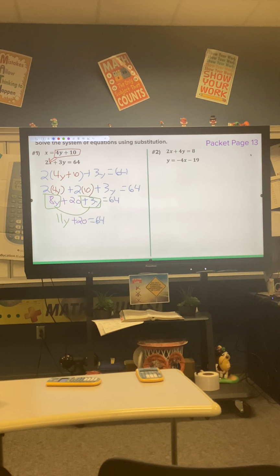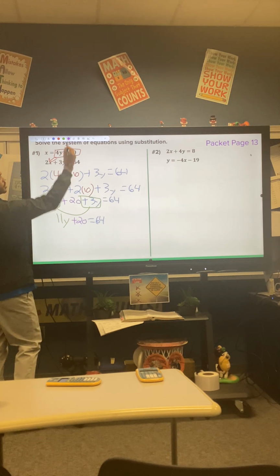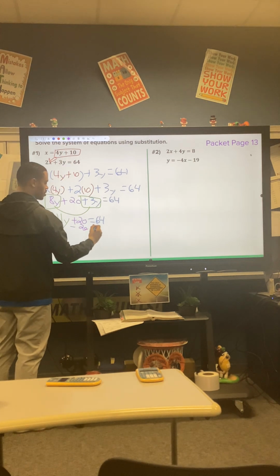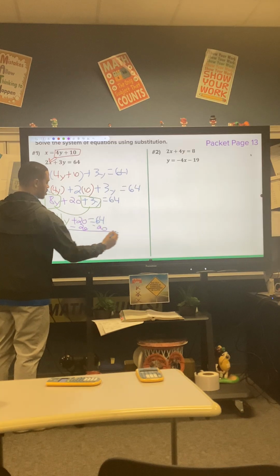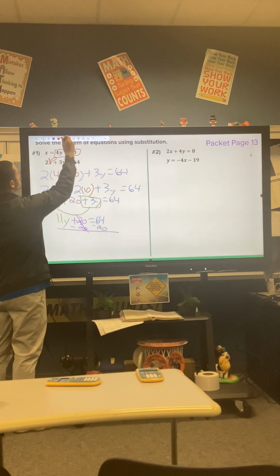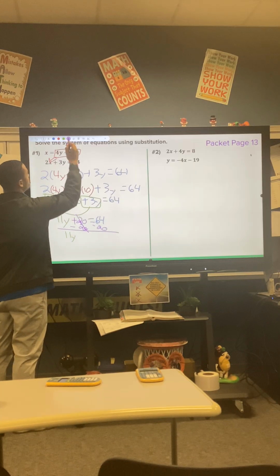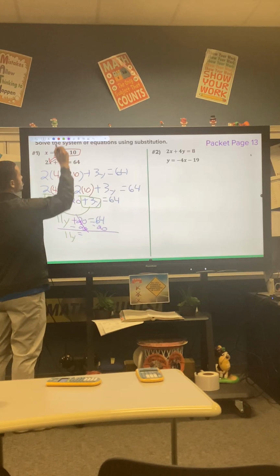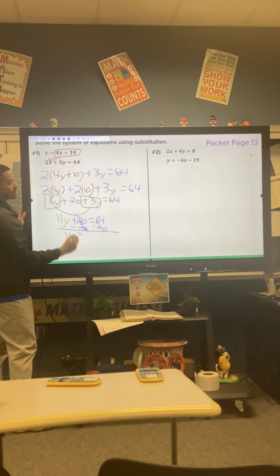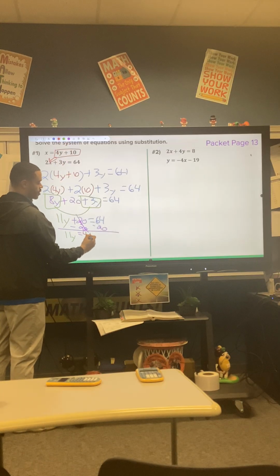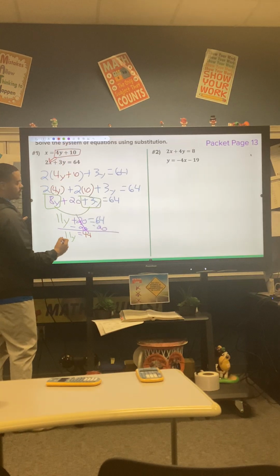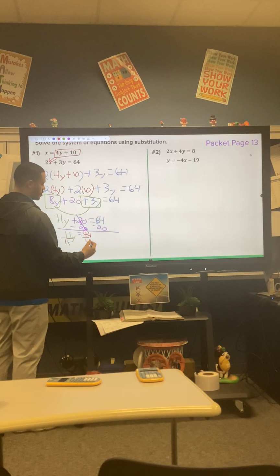So now I'm going to subtract 20 from each side. That's going to leave me with 11y is equal to 64 minus 20 should give me 44, right? So I divide by 11 and y equals 4.